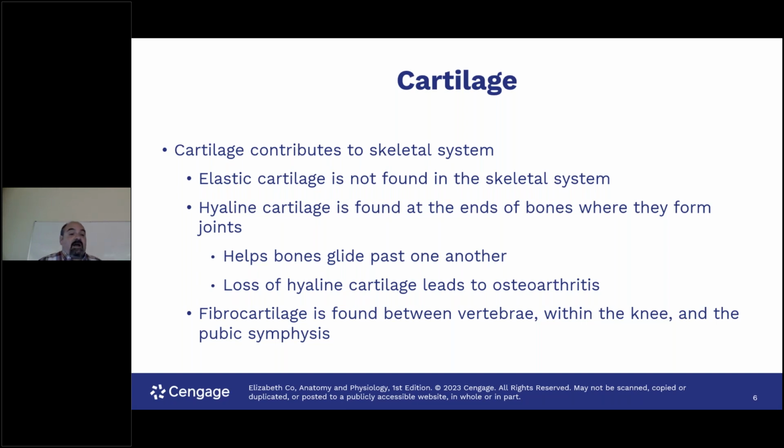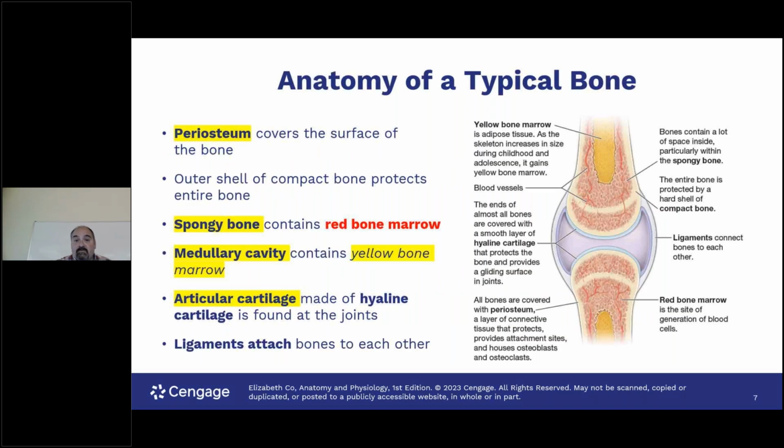You know elastic, hyaline, and fibro. You know where they're located. You know why they're important, okay? This is just a review, but you should know this, and I'm not going to, like I said, review that because we've talked about that quite a bit.